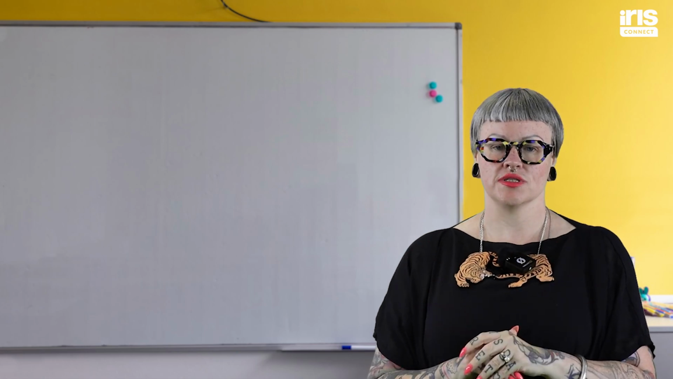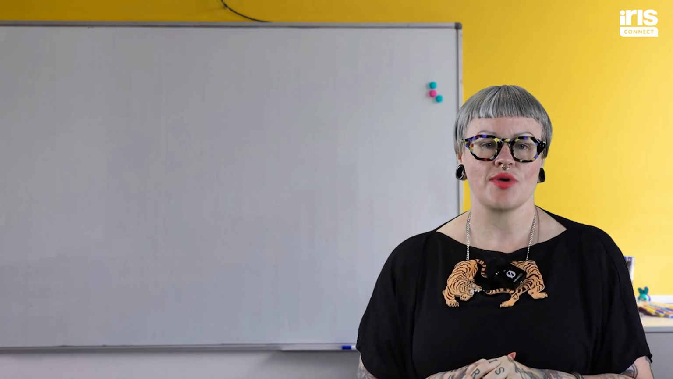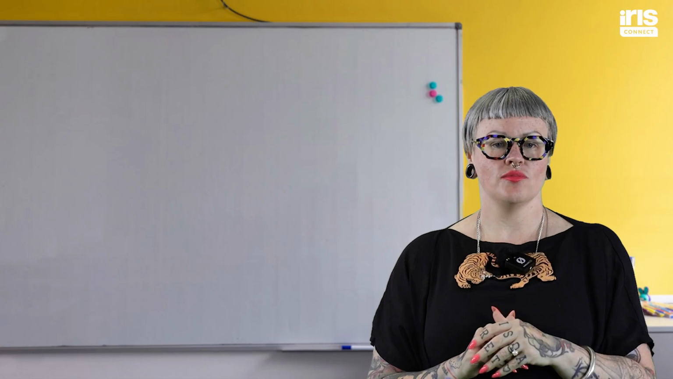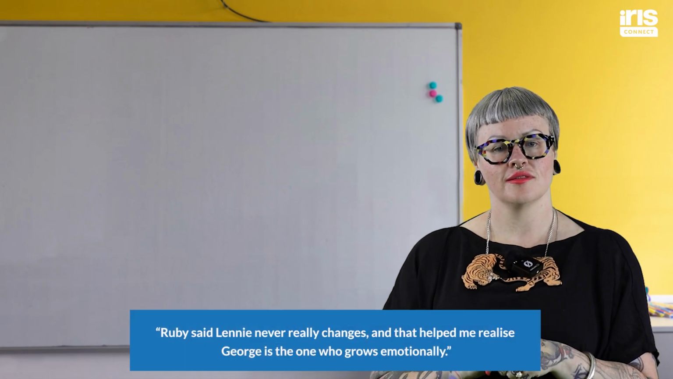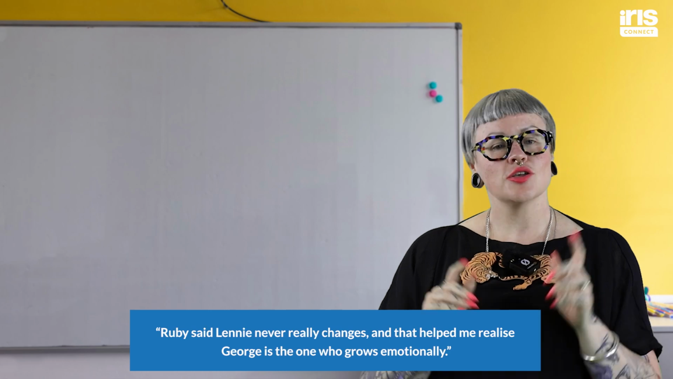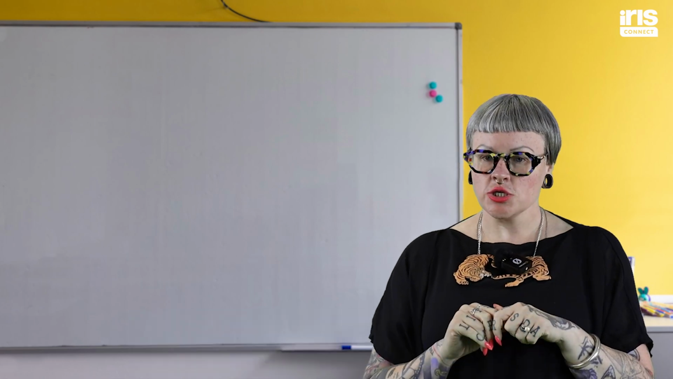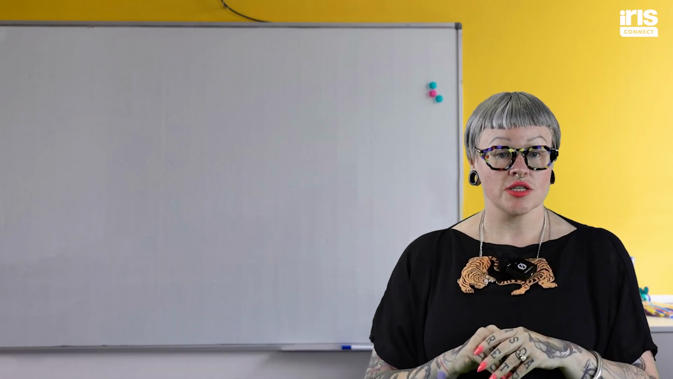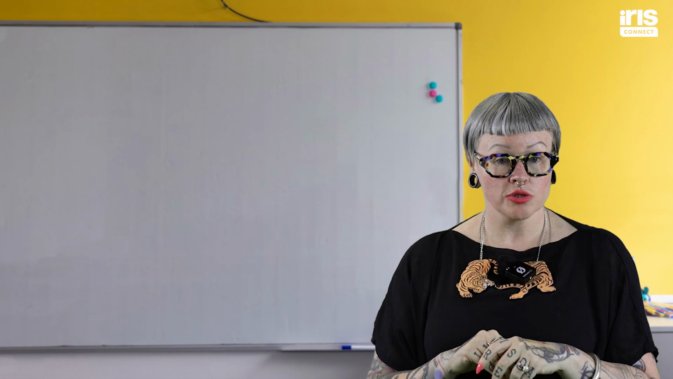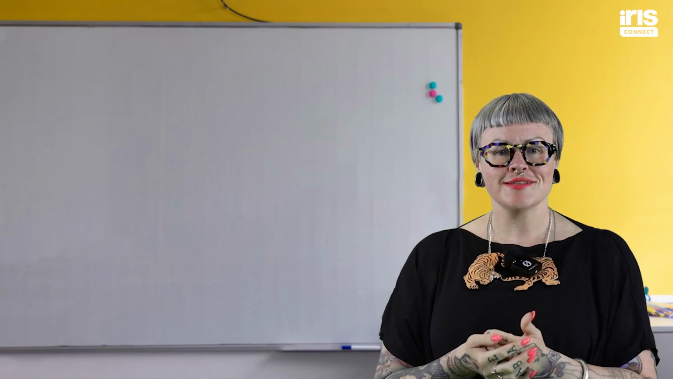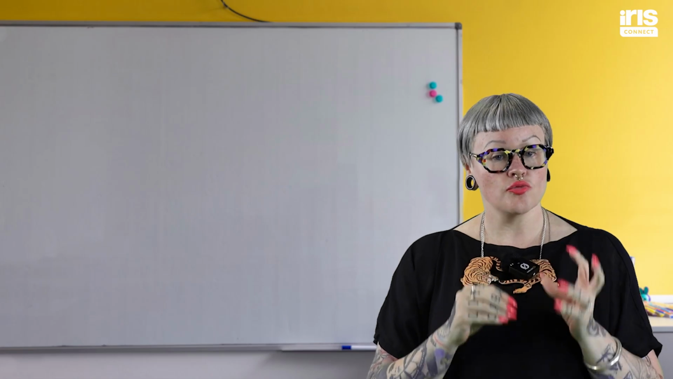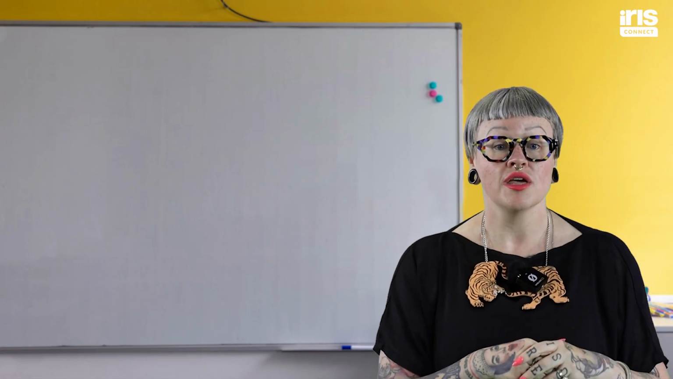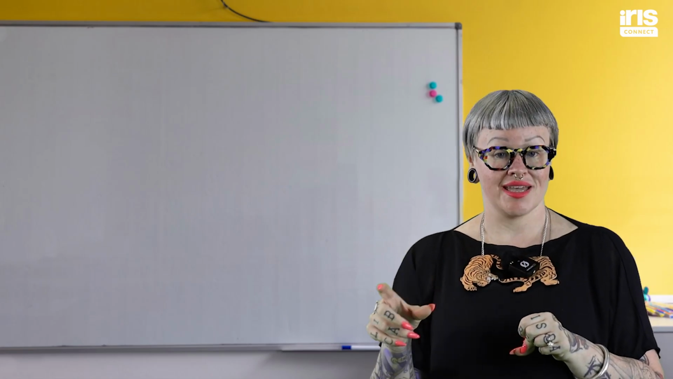Great discussions. Let's hear a couple of standout ideas. Jamie, what did your partner say that made you think differently? So Ruby said that Lenny never really changes, and that helped you to realise that George is the only one who grows emotionally. What a brilliant insight. Now take what you just discussed and use it to start your written paragraph. So you could begin with, one way the character changes is.